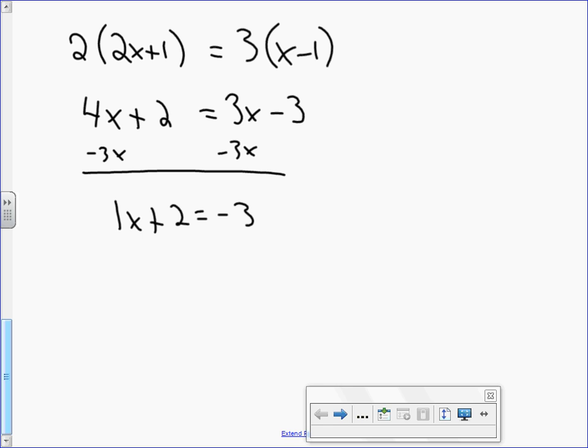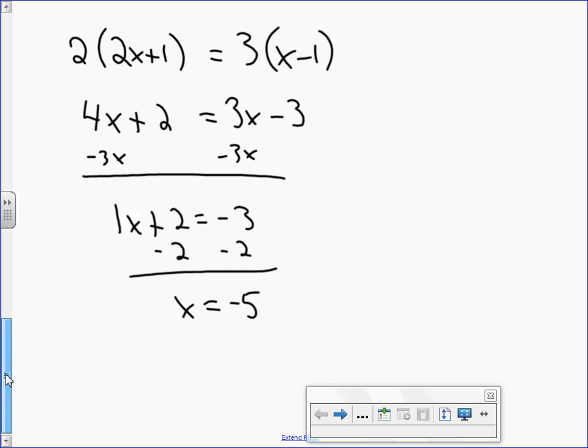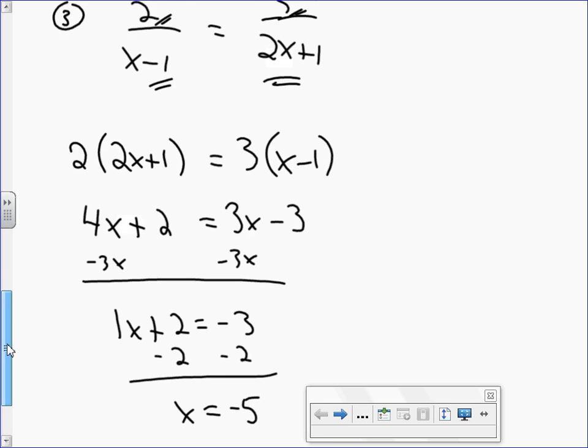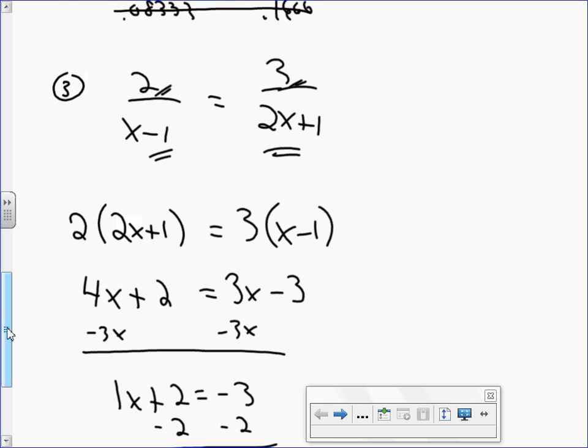And then what's next? Subtract 2, correct? And you don't have to divide by 1. 1x is the same thing as x. And then come up with the answer, x equals -5. When you get ready to check that answer, which I want you to do every time, especially since I'm letting you use your calculator, you need to check it in the original problem up here.